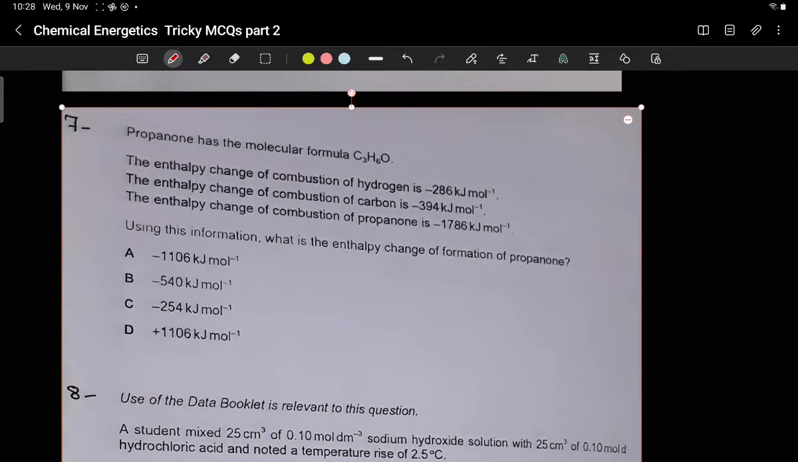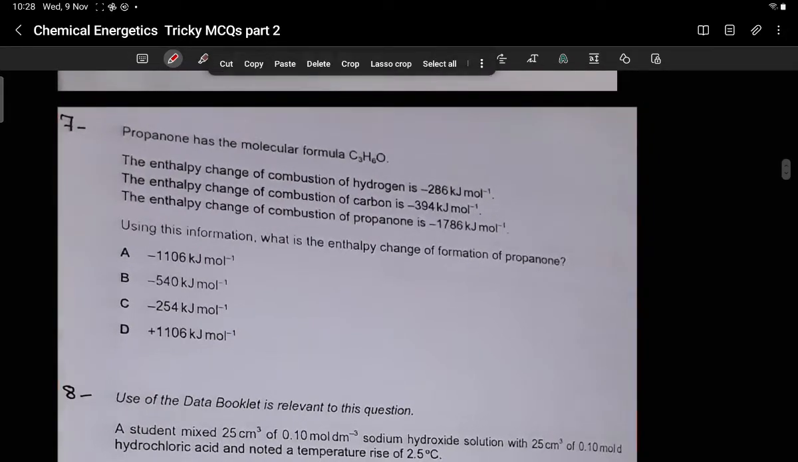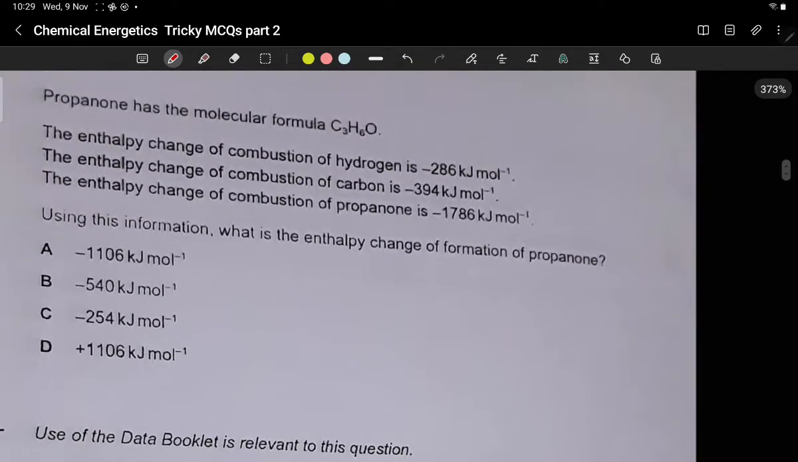Propanol has the molecular formula C3H6O. The enthalpy change of combustion of hydrogen is minus 286 kilojoule per mole. The enthalpy change of combustion of carbon is minus 394 kilojoule per mole. The enthalpy change of combustion of propanol is minus 1786 kilojoule per mole. Using this information, what is the enthalpy change of formation of propanol? So again draw a Hess cycle.